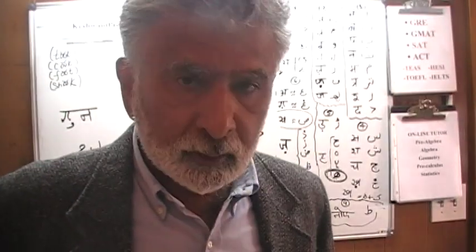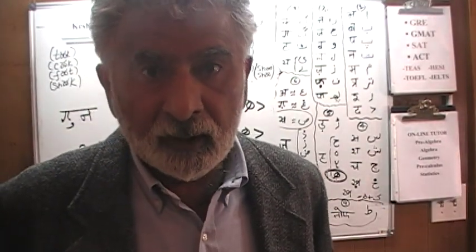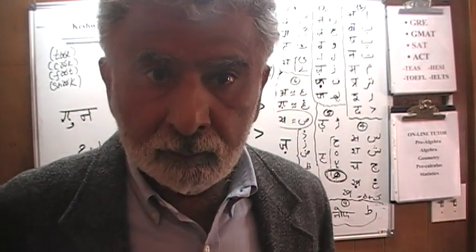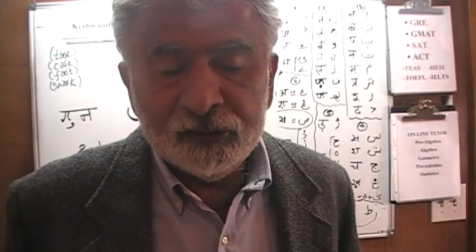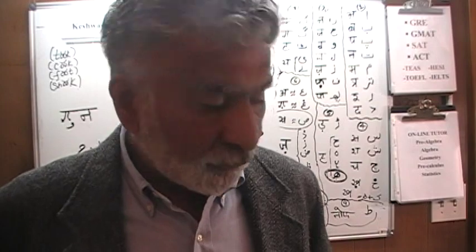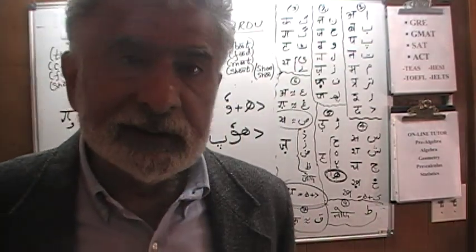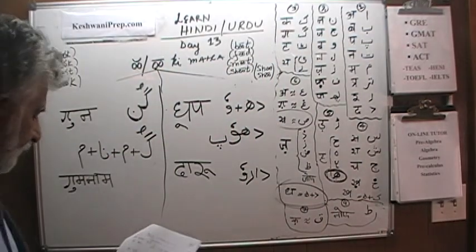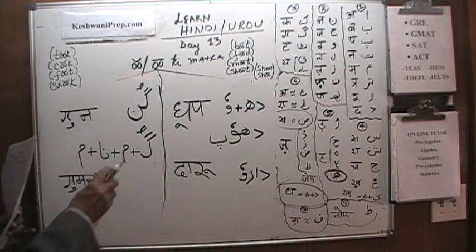Gumnam is made up of two parts. The prefix gum means it's lost, something that is lost. Gum ho gaya, mil nahi raha hai, gum ho gaya kahin pe. And nam is name. Gumnam means name that is lost. That's the literal meaning of it. Metaphorically, gumnam means something that is obscure, something that is anonymous, something that is unknown. The question is, how do we join all this?